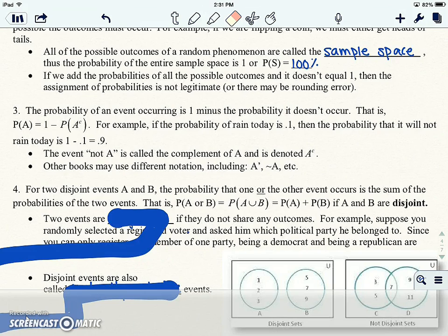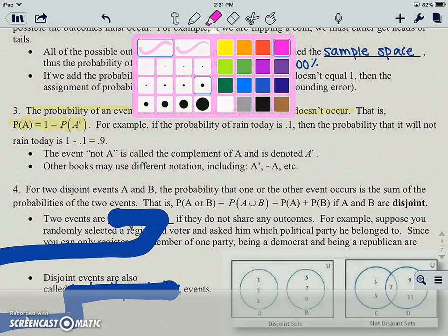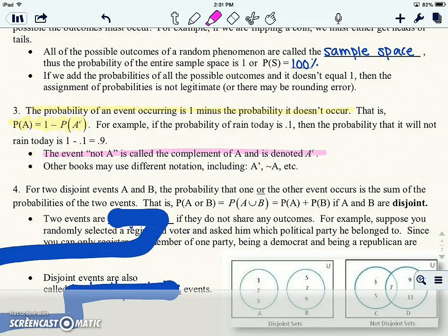3. The probability of an event occurring is 1 minus the probability that it doesn't occur. That is, the probability of A is the same as 1 minus the probability of A complement. For example, if the probability of rain today is 10%, then the probability that it will not rain today is 90%, 1 minus 0.1. The event not A is called the complement of A, and is denoted A complement. It could also be A with a little comma or tilde A. All of those mean not A.